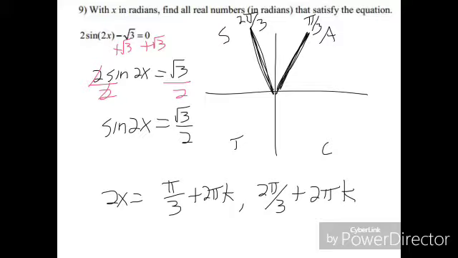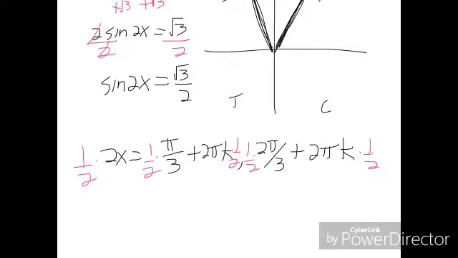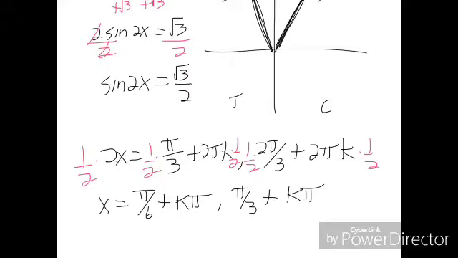These are correct. However, this is for 2x. So we now have to solve for x by multiplying by 1/2 all the way through here. Make a little space. And this would be x equals pi sixths plus k pi, comma, pi thirds plus k pi. Because what we have when we divide by 2 is some stuff reduces, leaving us this remaining answer.